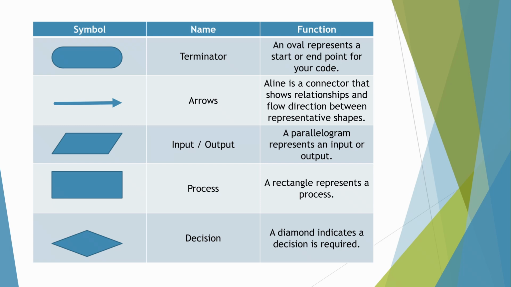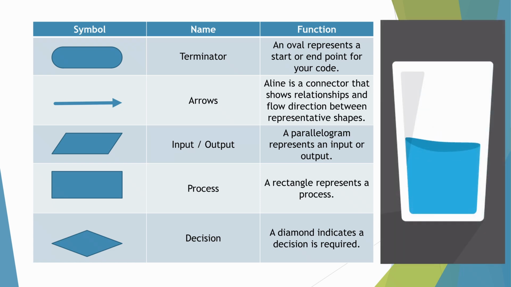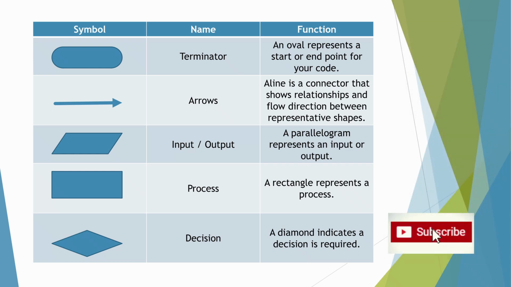Flowcharts are diagrams that show the steps needed to complete a task. Think of them as a map for your actions that help you organise tasks step by step. We'll use filling a glass with water as a simple example. Let's break it down and see how it becomes a flowchart.